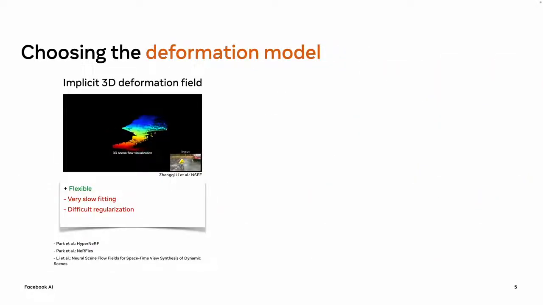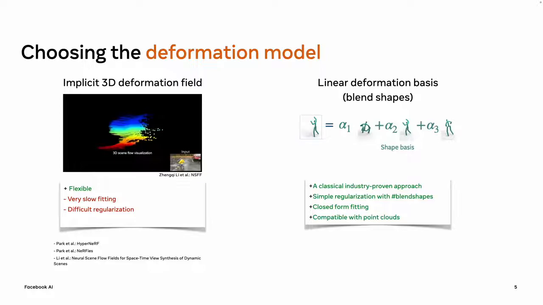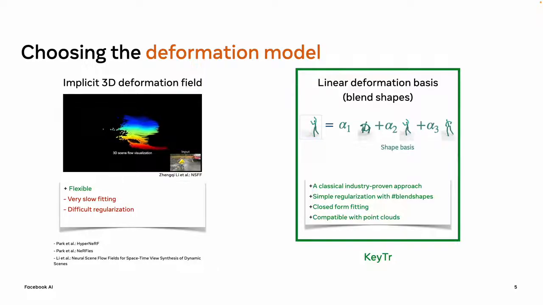For choosing the deformation model, there are several options, but I will list only two. The first one are implicit 3D deformation fields, which are very flexible, but are very slow to fit and difficult to regularize. Then there are the linear deformation basis blend shapes, which is a classical industry-proven approach. They are simple to regularize using a number of blend shapes. They allow very fast fitting, and most importantly, they are trivially compatible with our point cloud-based representation. And due to these reasons, we chose this deformation model for our KeyTr approach.